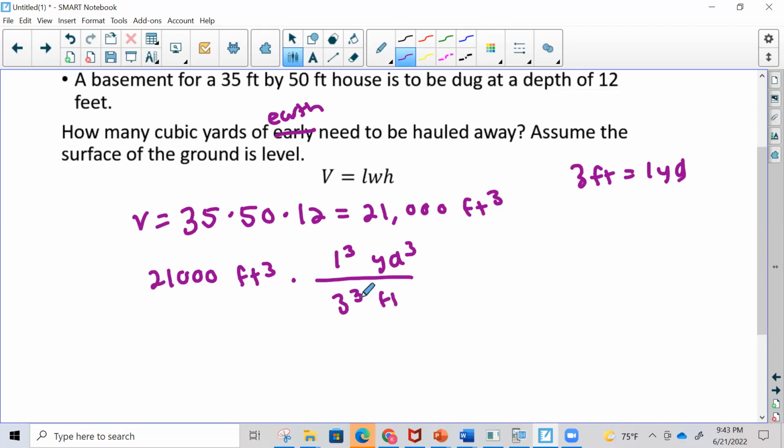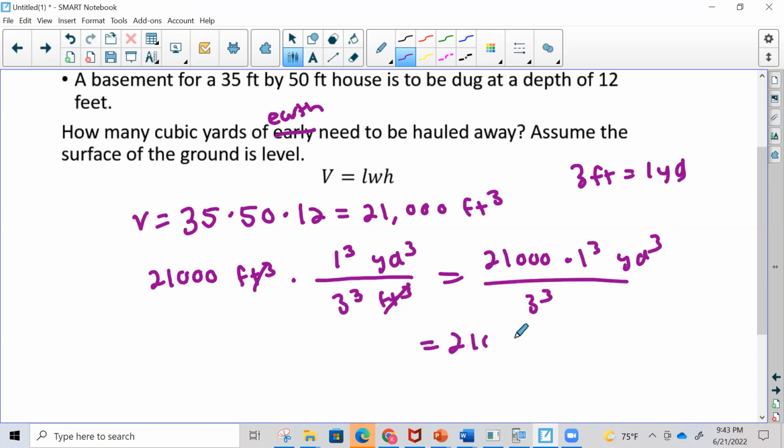And the feet goes in the denominator, so these cancel. So I get 21,000 times 1 cubed yard cubed over 3 cubed. So that's 21,000 over 27. And that gives you 777.78 if I do 2 decimal places, yards cubed.